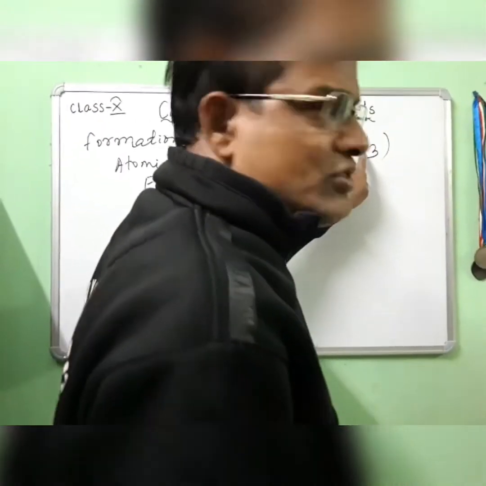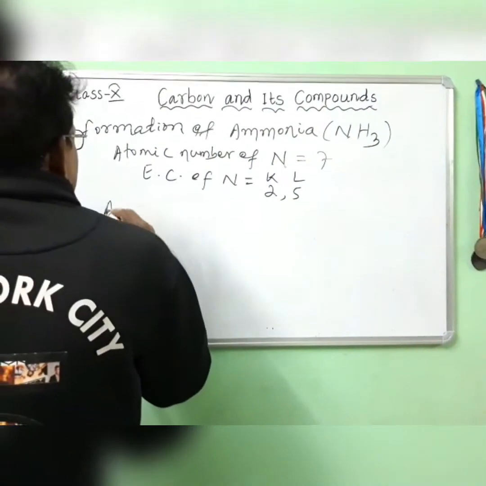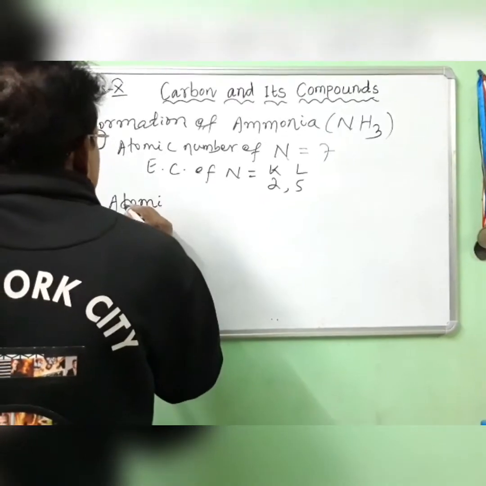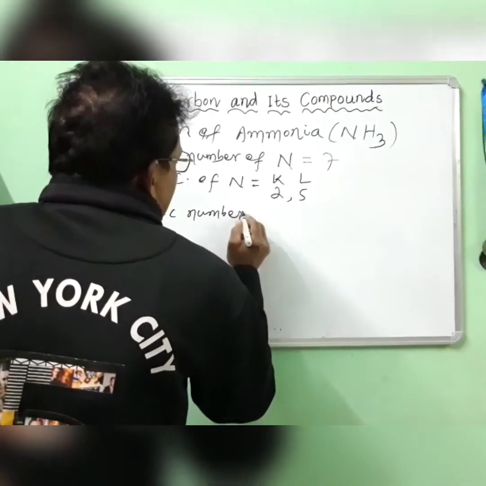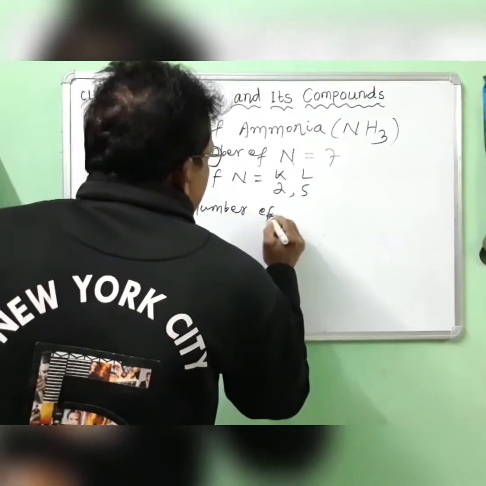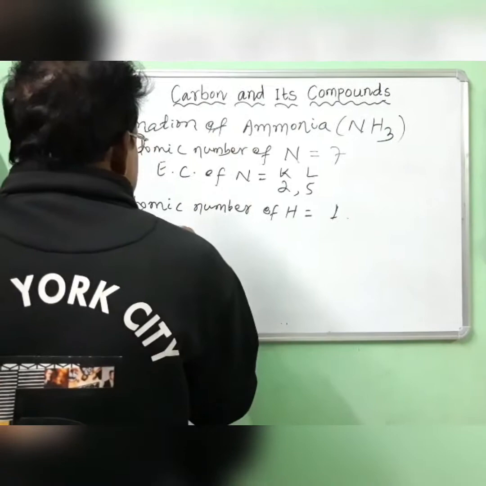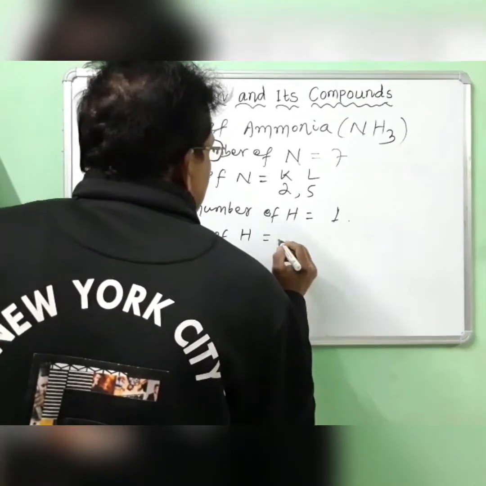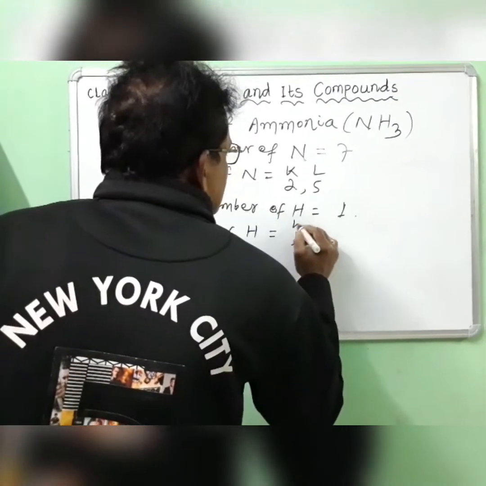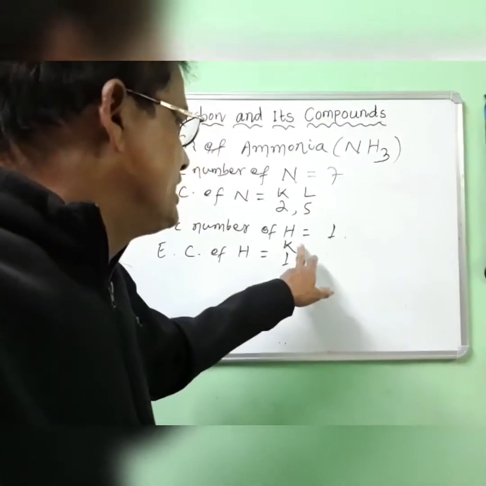The atomic number of hydrogen is 1. We have already known. So the electronic configuration of hydrogen is 1, that is 1 in the K cell. That means it contains only 1 electron in its K cell.